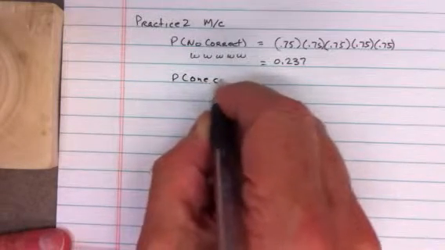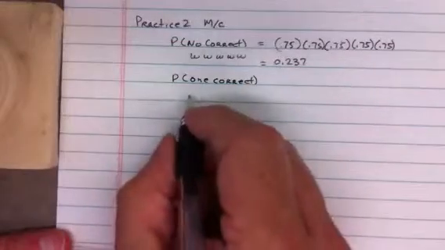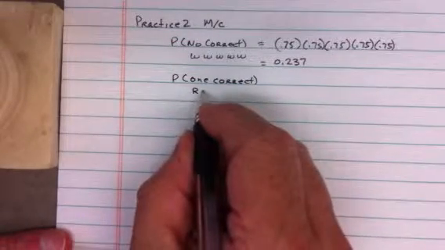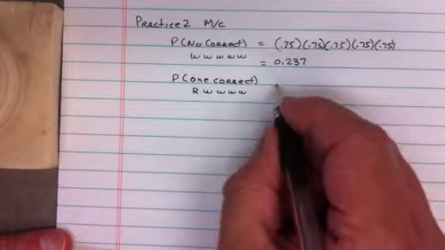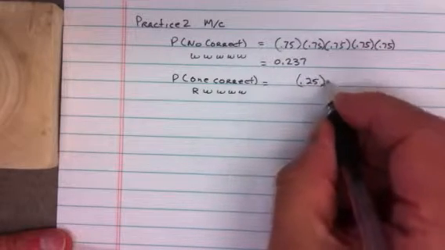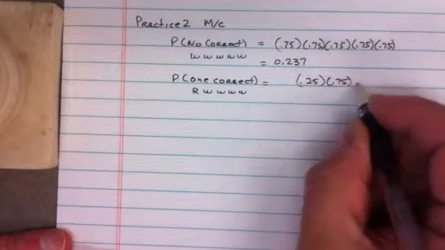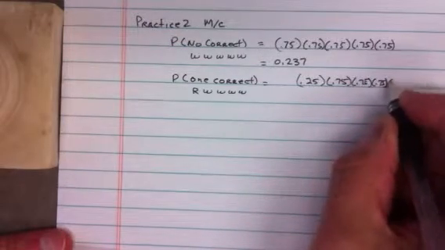1 correct is a little more complicated because let's suppose you got the right one first and then all the other ones wrong. For the basic probability, that would be you have a 25% chance of getting number 1 right, and then 75% chance for all the rest of them of getting them wrong.